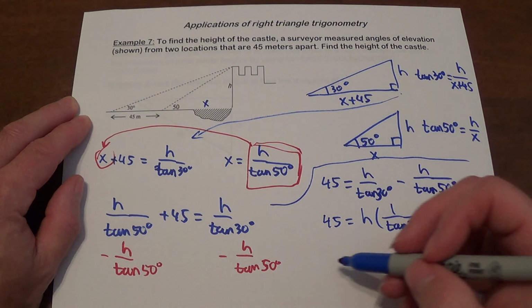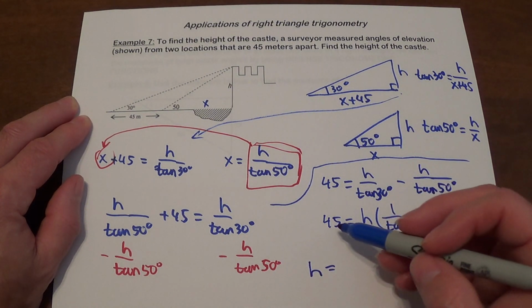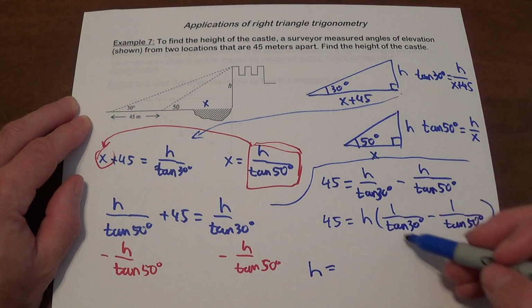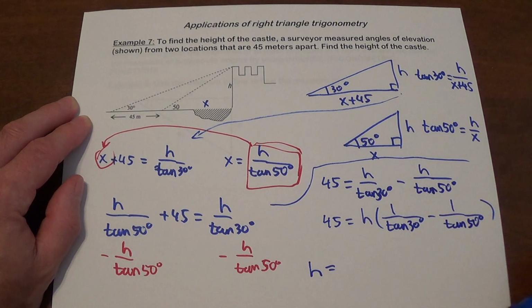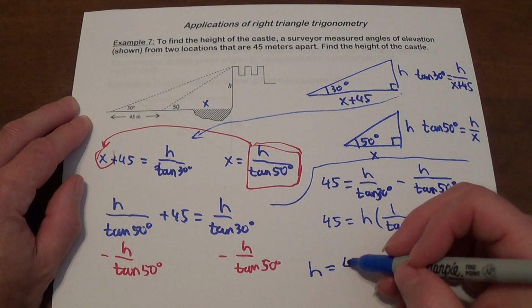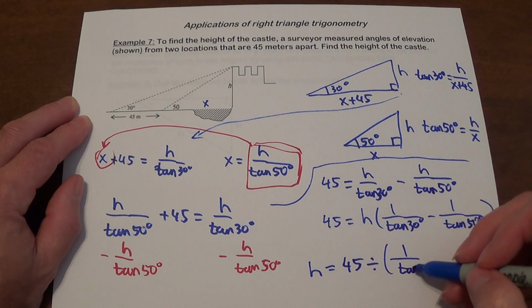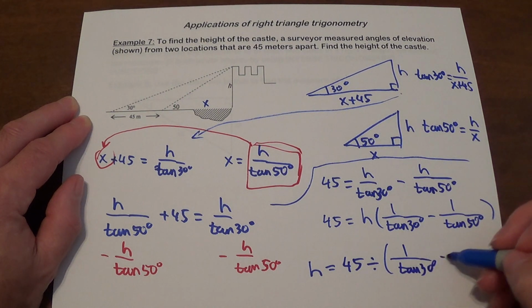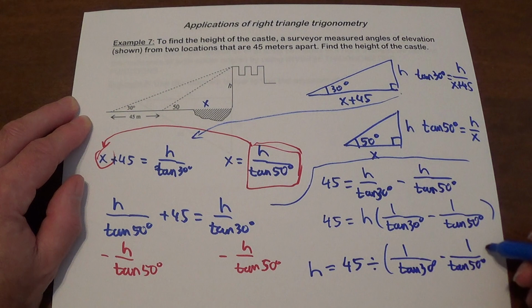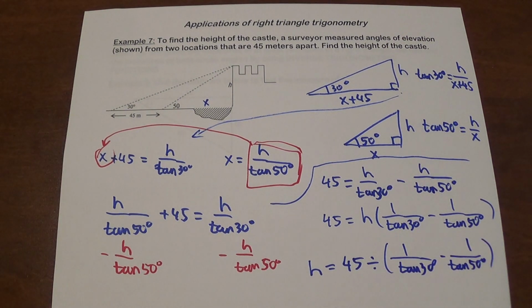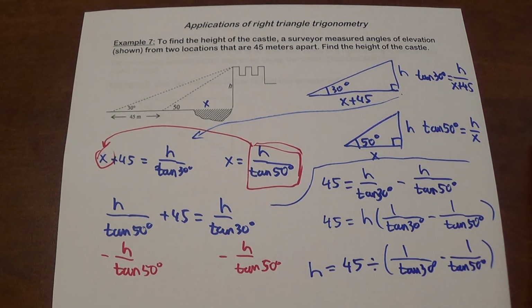And what I'm going to do now, to calculate h, is take 45 and divide it by this entire quantity. You don't need to worry about multiplying that, it's going to go in the calculator anyway. So I'm going to write it as 45 divided by 1 over tangent 30 degrees minus 1 over tangent 50 degrees. Okay? So all we do now is, hopefully you have a calculator that does multiple operations at once, so you don't have to do it all step by step.